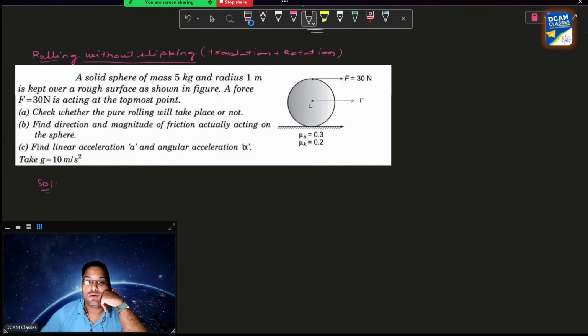But now when this force is acting at the top, the first and foremost thing it will try to do is apply the torque about the center. When it applies the torque, the solid sphere will try to rotate clockwise, meaning the bottommost point has a tendency to move backward. So that's why the friction force will be acting towards the front.